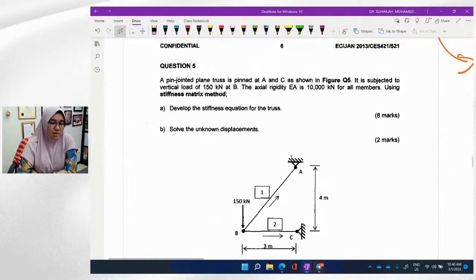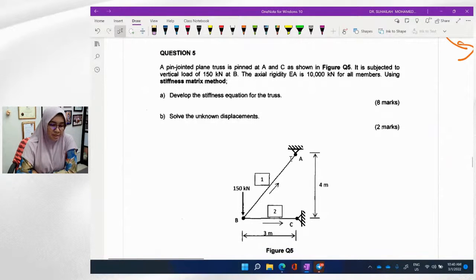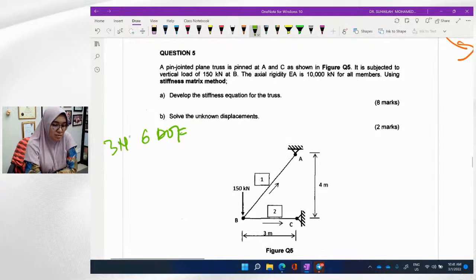Okay, question number 5. This is quite simple, with only 10 marks. Stiffness matrix method has only two elements, so 6 degrees of freedom, because there are three nodes. Three nodes equivalent to 6 degrees of freedom.